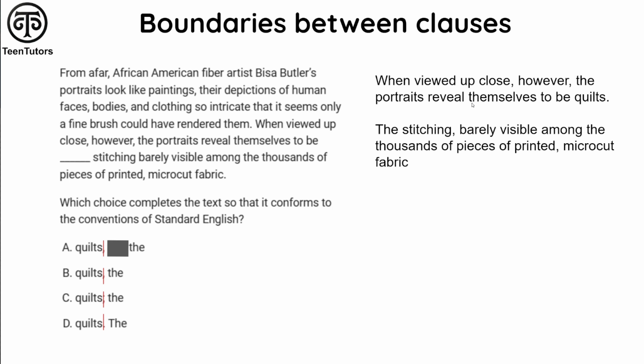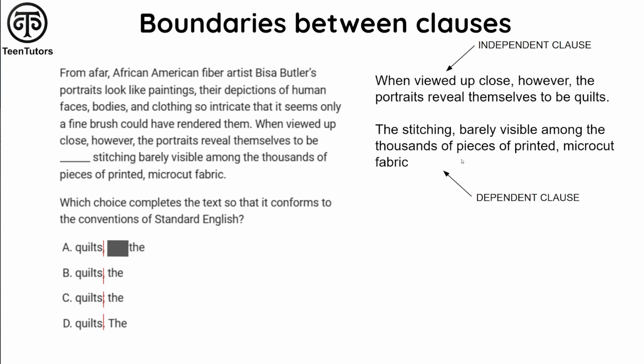When viewed up close, however, the portraits reveal themselves to be quilts. So this sentence is an independent clause, right? That works. But then if we look at the second one, the stitching barely visible among the thousands of pieces of printed microcut fabric. So that does not sound like it could be its own sentence. So therefore, it is a dependent clause.